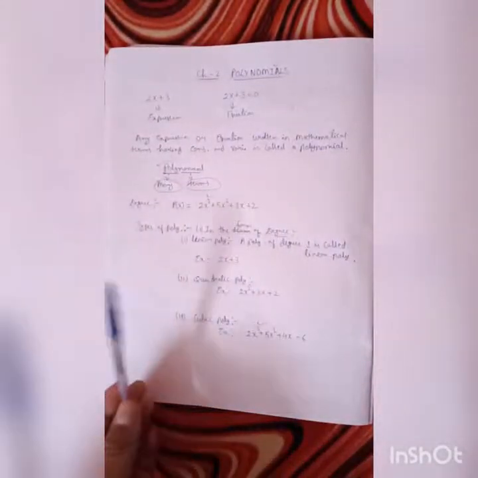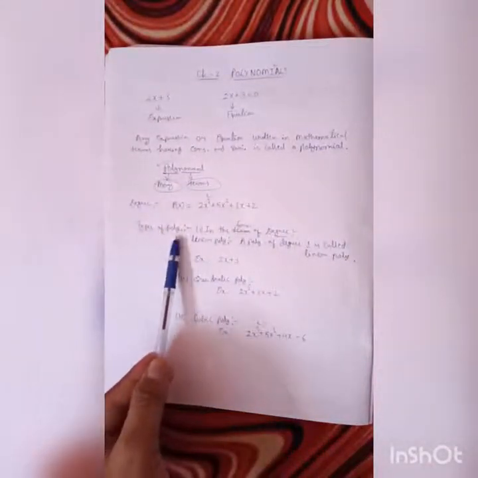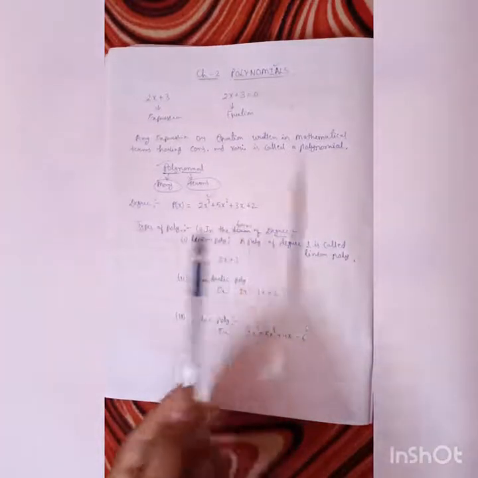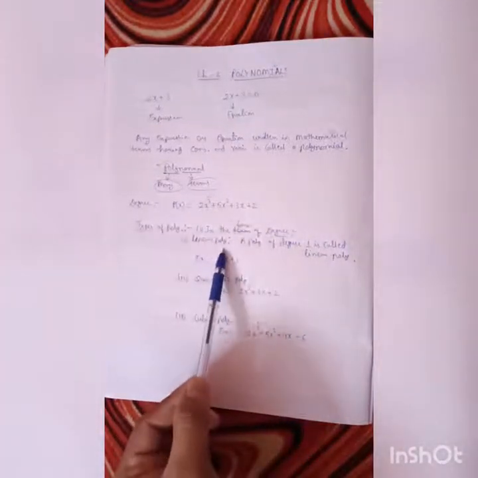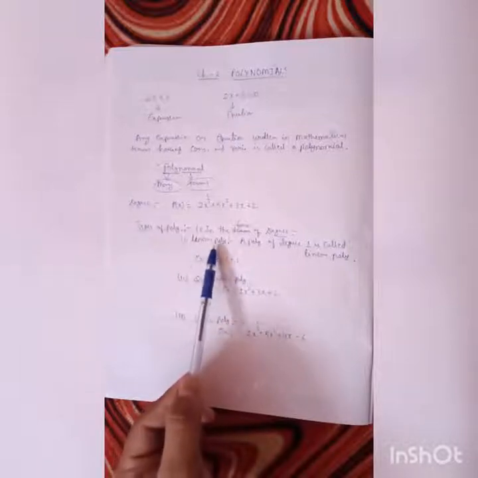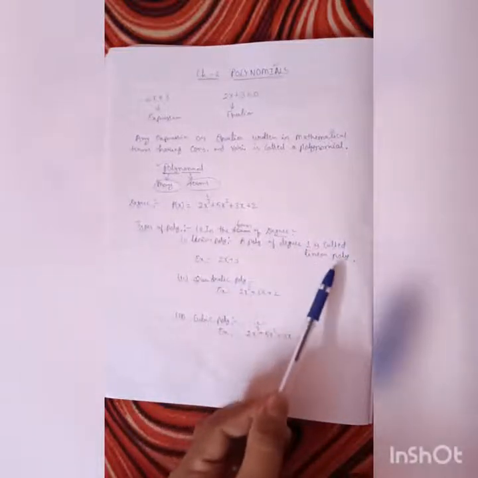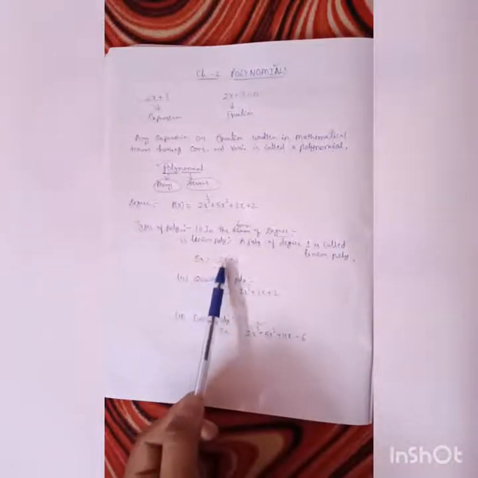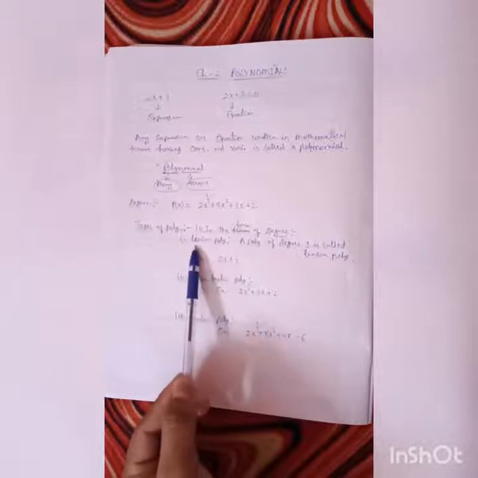Now the next thing, we have to study types of polynomial. Basically there are two types of polynomial, one in the form of degree and the second in the form of terms. First we are going to study in the form of degree. The first one is linear polynomial. A polynomial of degree 1 is called a linear polynomial. We can take an example, 2x plus 3. The highest power of x is 1, meaning the highest degree of this polynomial is 1, so it is called a linear polynomial.